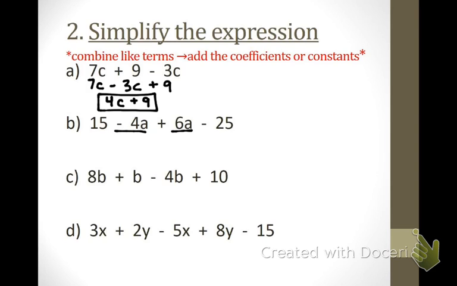Let's circle the other ones. What else is like terms? 15 and negative 25. Okay, so every time I want you to do the variable term first, and the constant, which is the number part, will go at the end.